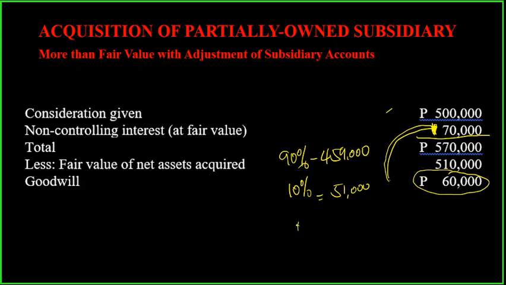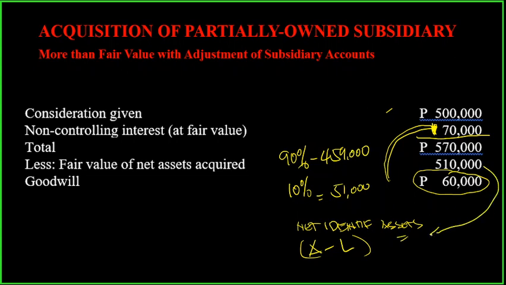Pag sinabi natin net identifiable assets, ganyan na lang. You have your assets less liabilities at fair market value, and you will get 510,000. What about this 70,000? Let's assume that out of the total issued and outstanding shares, kinuha mo yung 10,000 yan, and it's currently being traded at a certain market value at pinag-multiply mo, you may get this.